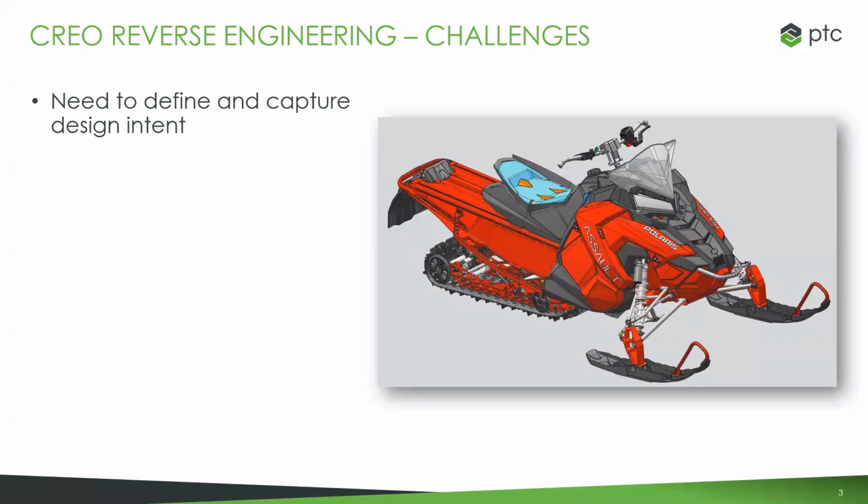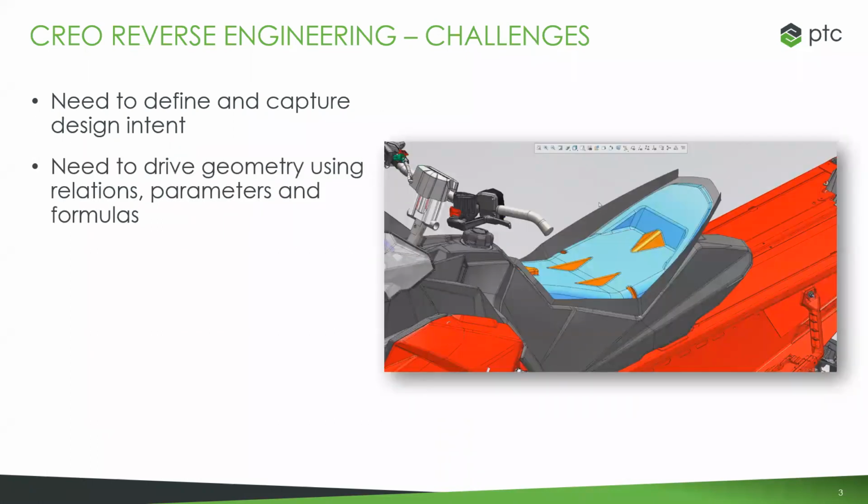Anytime you're working with scan, point cloud data, or tessellated geometry, you really don't have any of that design intent. All you have is a bunch of points floating in a coordinate system. But we need to make use of that data. We need to be able to drive that geometry using relations, formulas, and anything we would do from a parametric sense. We really want that parametric control over the model.